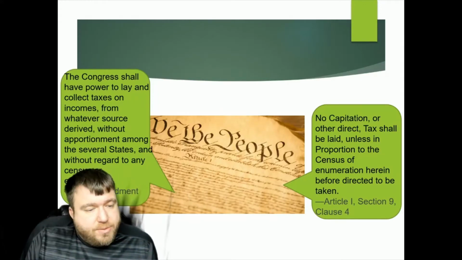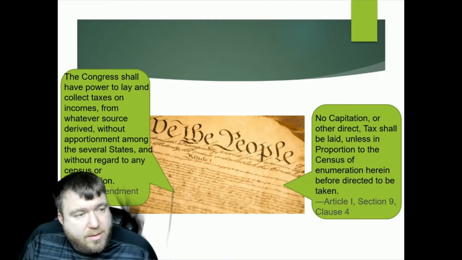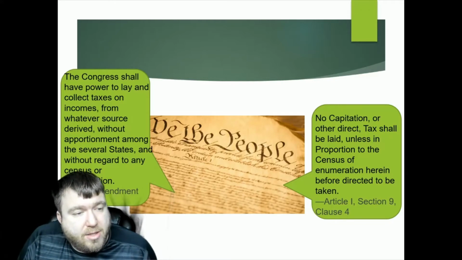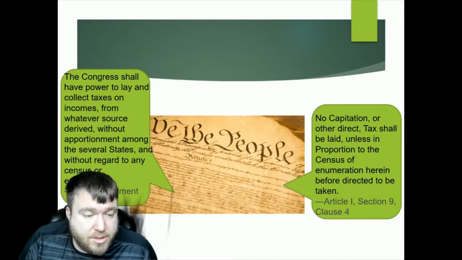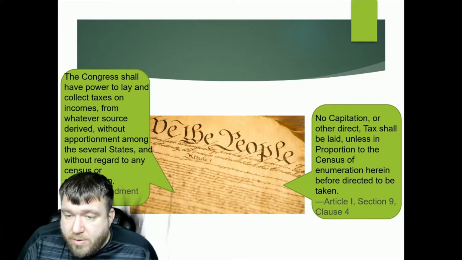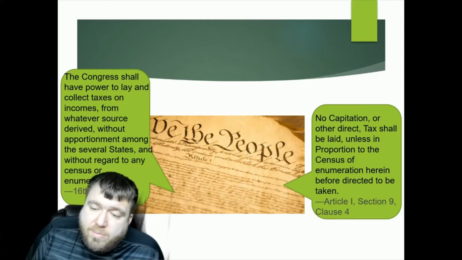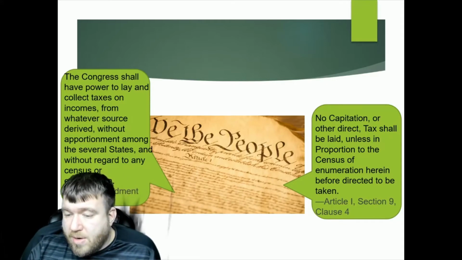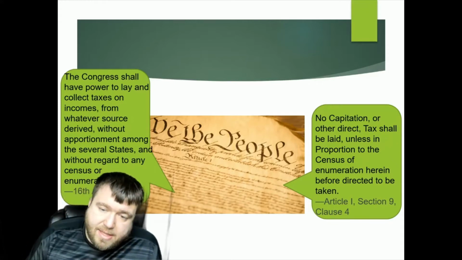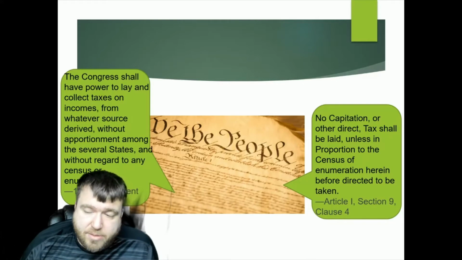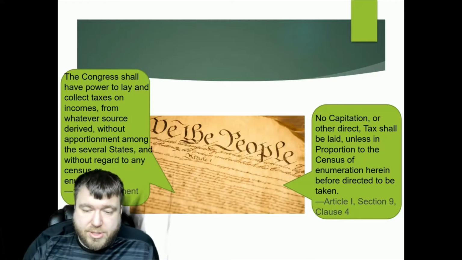So from the Constitution, we have these 2 parts directly. The Congress shall have power to lay and collect taxes on incomes from whatever source derived, without apportionment among the several states, and without regard to any census or enumeration. That comes from the 16th Amendment. Also, we have no capitation or other direct tax shall be laid unless in proportion to the census of enumeration herein before directed to be taken. So, it's saying that some direct taxes have to be apportioned based on the population of the state.